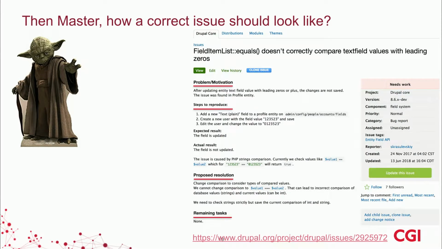This is how an issue using the issue summary template will be. We have the problem, motivation. We have the steps to reproduce the problem, and we have maybe the user has an idea of how to fix the problem. If they don't have the idea, you can just put no, I don't have an idea, or leave it without text, and remaining tasks to fix the problem.